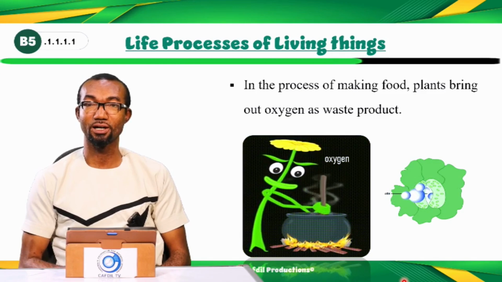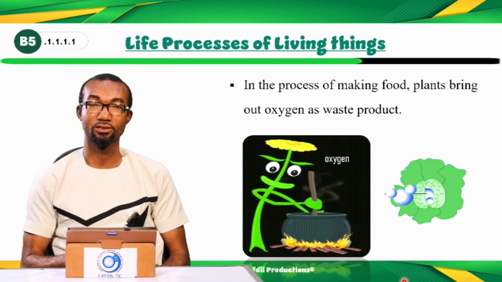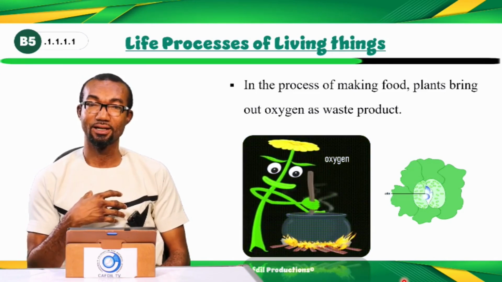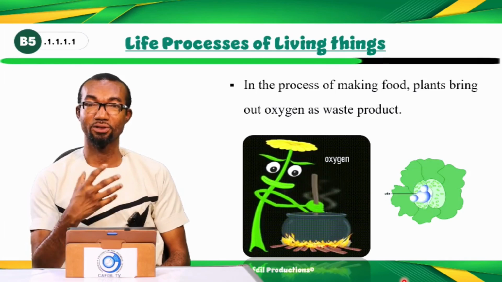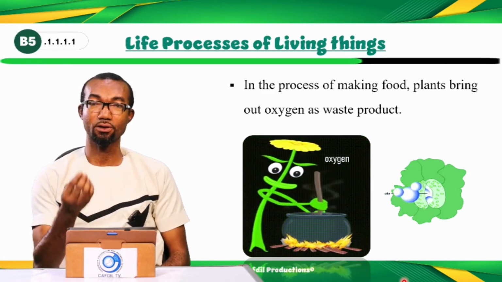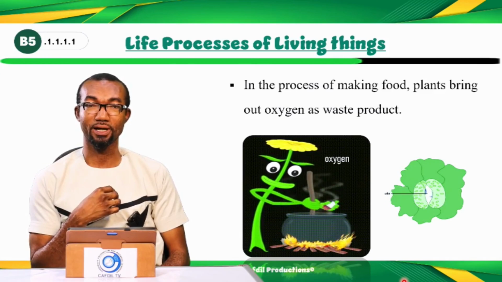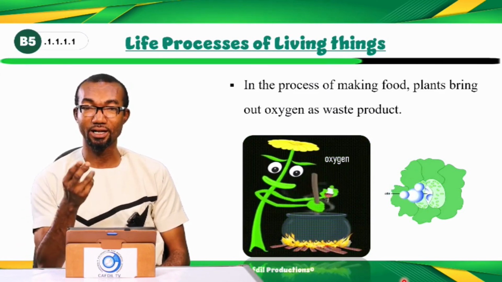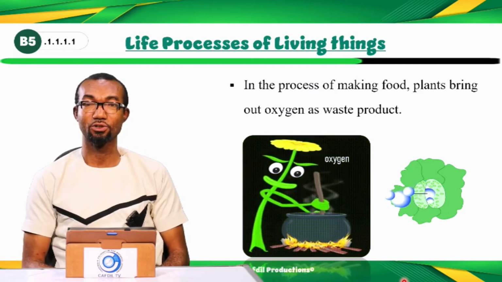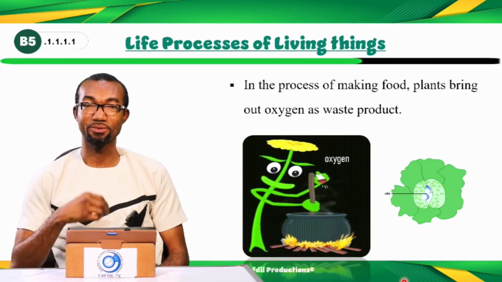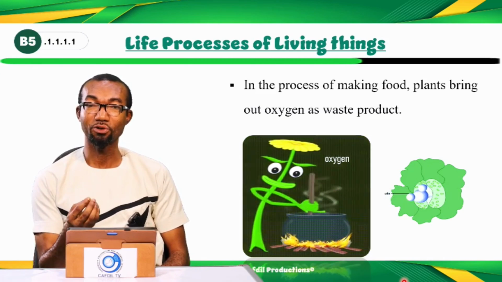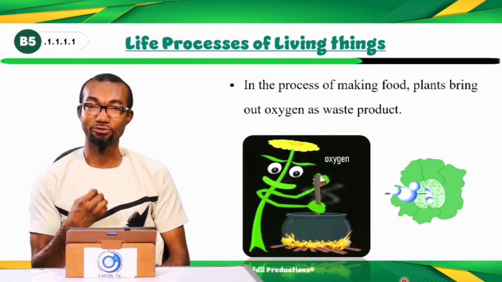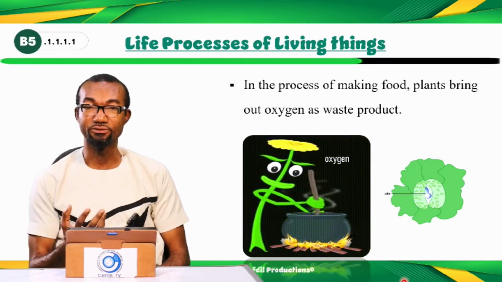Plants also bring out oxygen as waste. So plants and human beings, we depend on each other. We take oxygen from the plants and we also bring out carbon dioxide we don't need. And the plants also use that to prepare their food. After preparing their food, we also depend on this food, on the plants, to live.